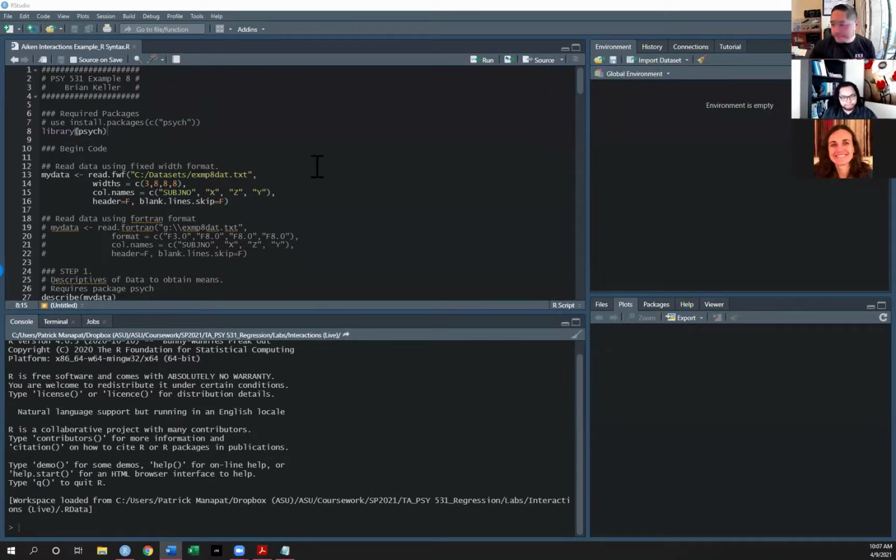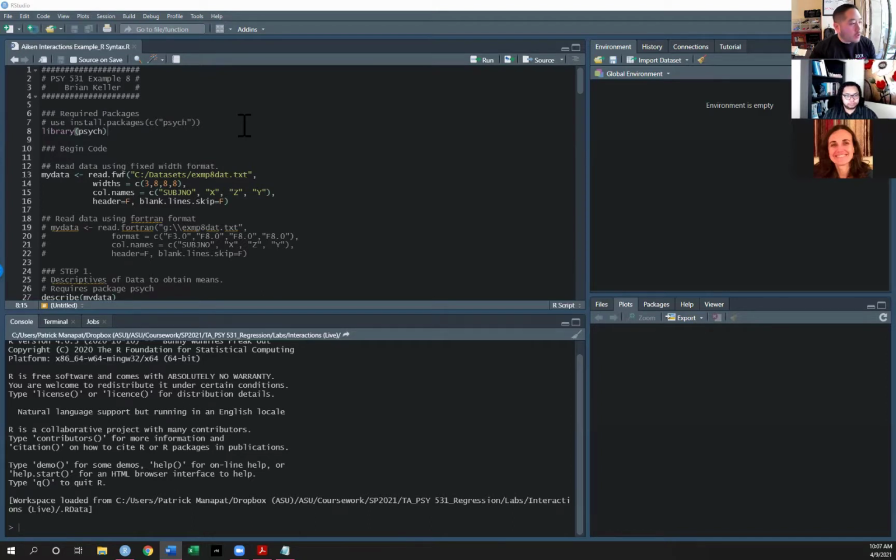Okay, so again, this lab is going to be on continuous by continuous interactions. We're going to look at interactions between two continuous variables and how to run a simple slopes analysis to test differences at different levels of a variable. And that will make a lot more sense as we get into the lab. This example, again, was taken from Leona Aiken. It comes straight from her textbook with Steve West on testing and interpreting interactions, as well as the Cohen-Cohen-West-Aiken textbook.